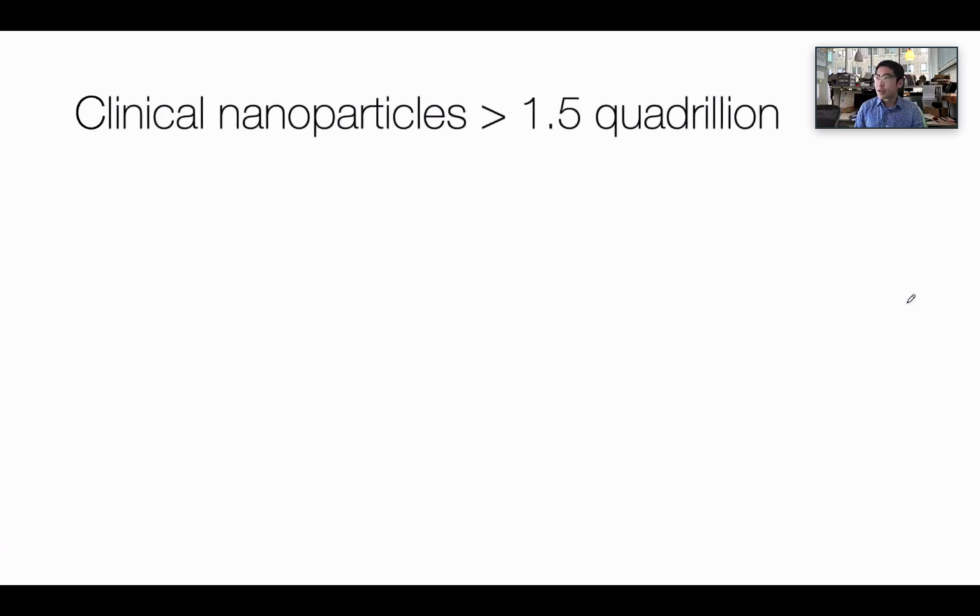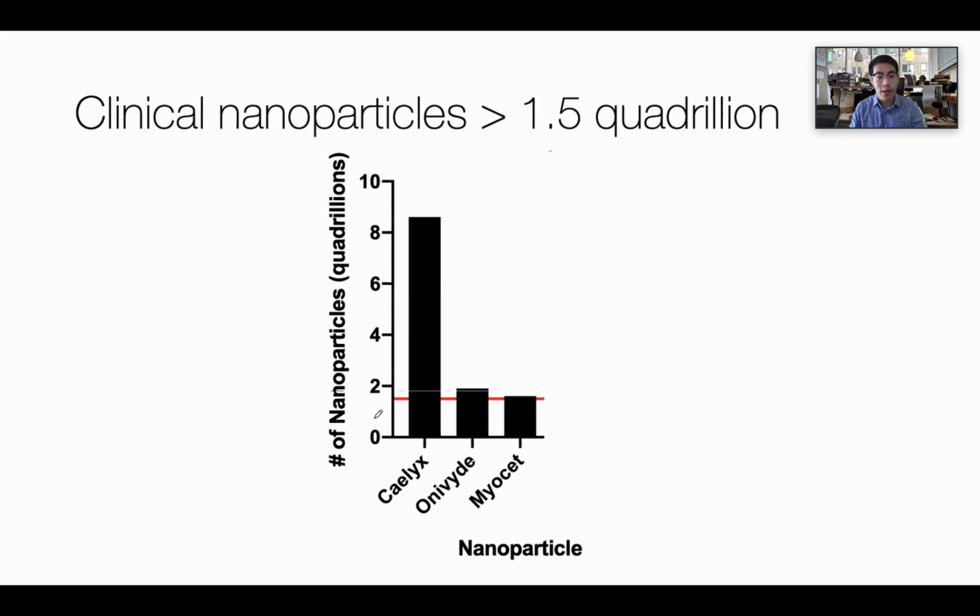So we tried to look at as much clinical evidence that we could that was already published. And we said, okay, clinical nanoparticles should be given above 1.5 quadrillion. What are they given at today? And so you look and you see that some of the successful nanoparticles that are used in humans today, they're given at doses above this 1.5 quadrillion cutoff, right?